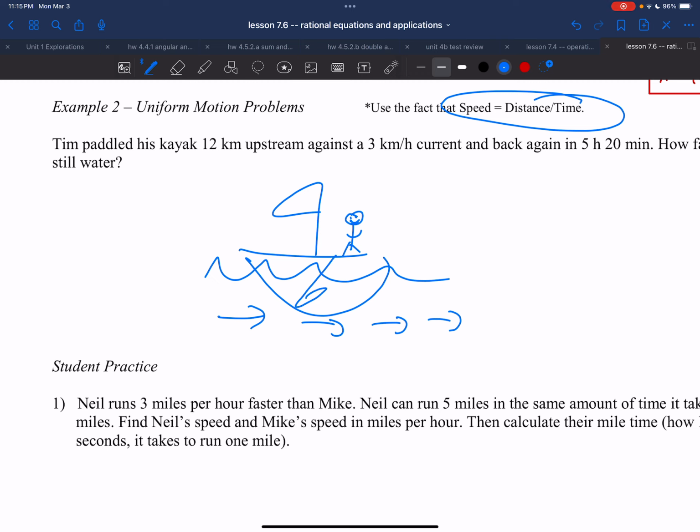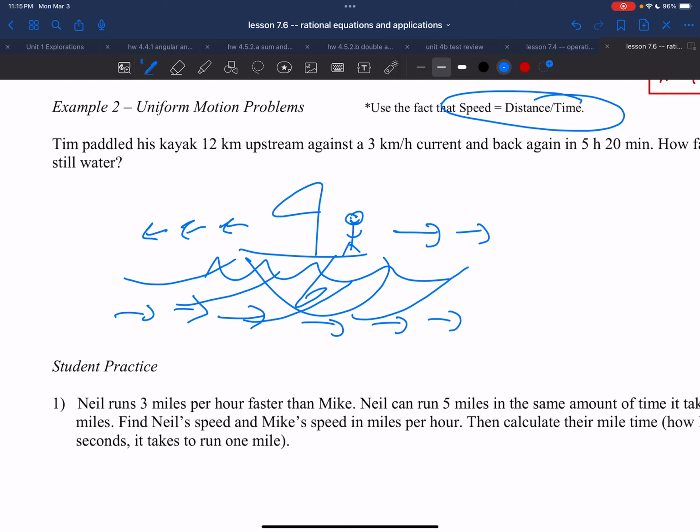If he paddles downstream, then his paddling speed, which is what we consider the speed in still water, gets added with the speed of the current, because the current pushes him along. But if he were to go backwards, he'd be fighting upstream, which means the speed of the current takes away from his paddling speed. And so that is going to be at play here.